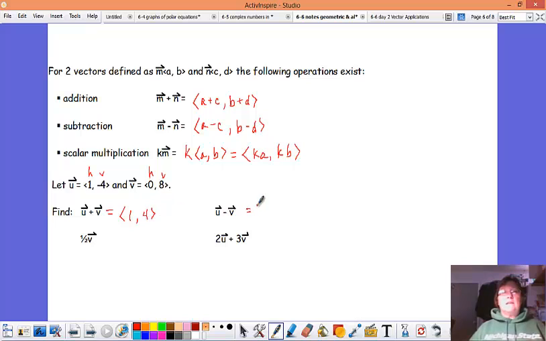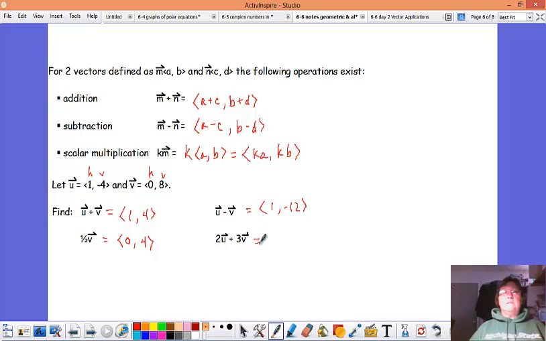Now I'm subtracting the vector U minus V. So this one minus this one. 1 minus 0 is 1. Negative 4 minus 8 is negative 12. 1/2 V, that's multiplying 1/2 times the horizontal and vertical components here, and half of 0 is still 0. Half of 8 is 4.